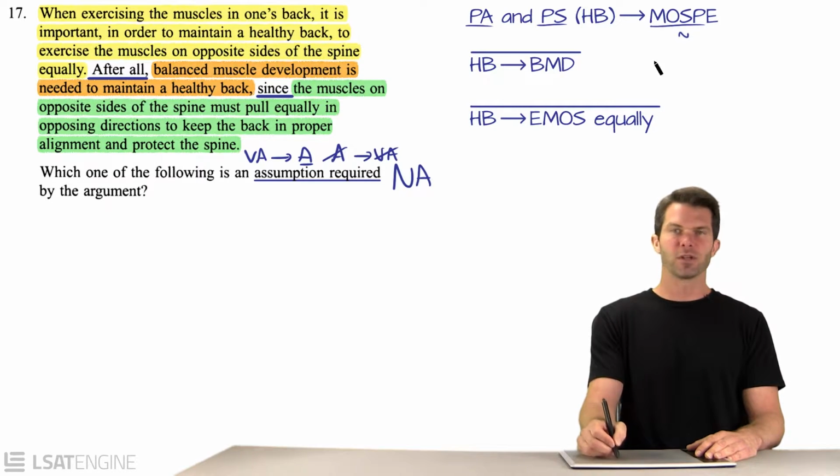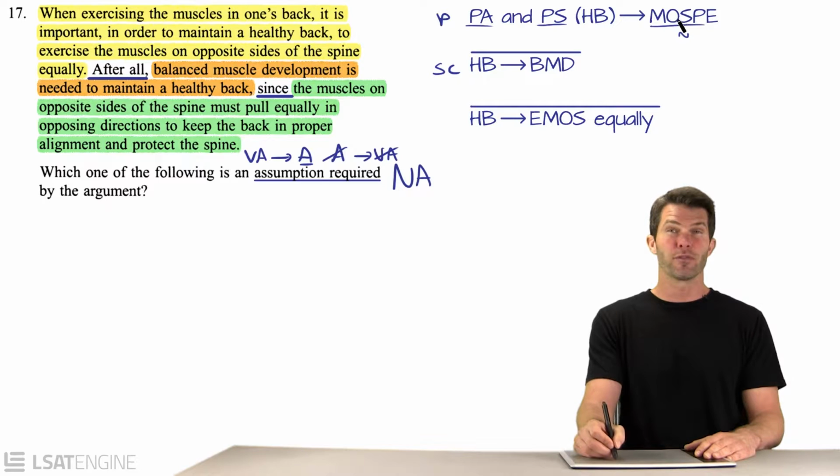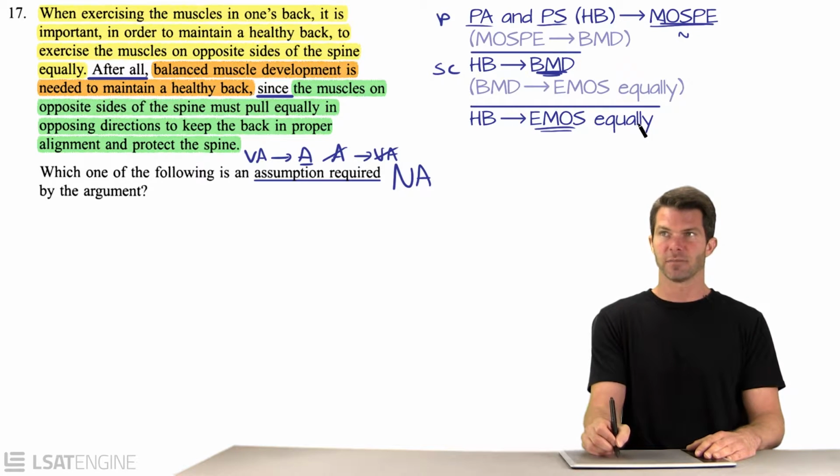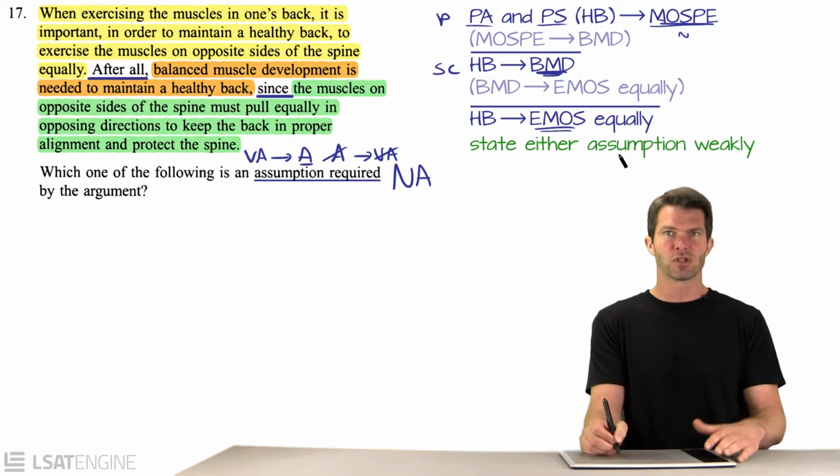So at each point along the way, though, there are little gaps. There's a gap between our premise and our subsidiary conclusion. We're assuming that in order for the muscles on opposite sides to pull equally, you need to have balanced muscle development. That's the gap from here to here. And then we're also assuming that in order to have balanced muscle development, you need to exercise the muscles on opposite sides equally. So each of these gaps has an assumption, and we could talk about either one of those assumptions as being necessary. We just want to state it weakly. We don't want to overstate it because then it becomes too much to need.